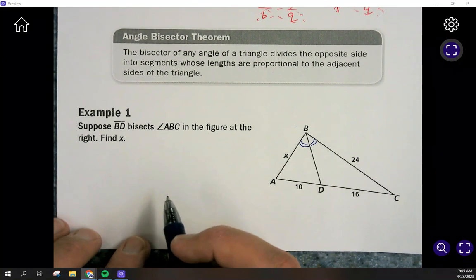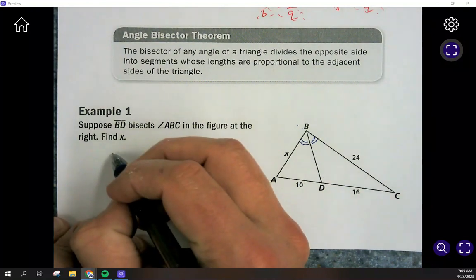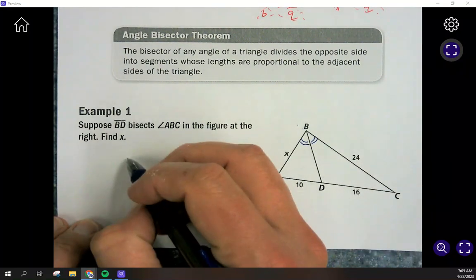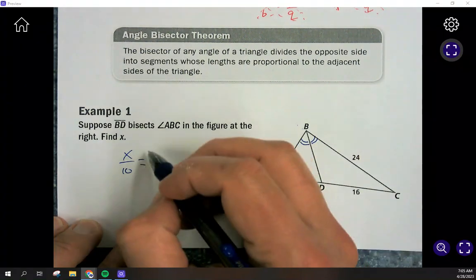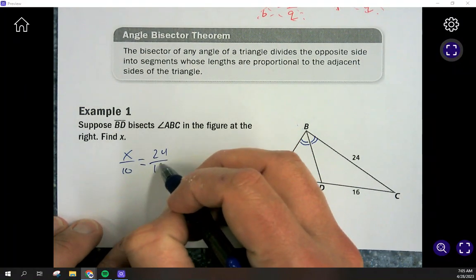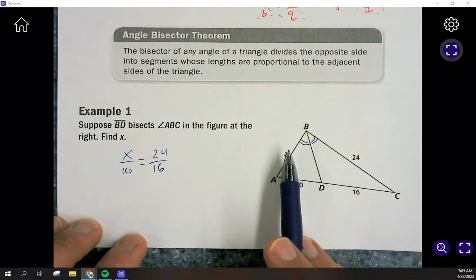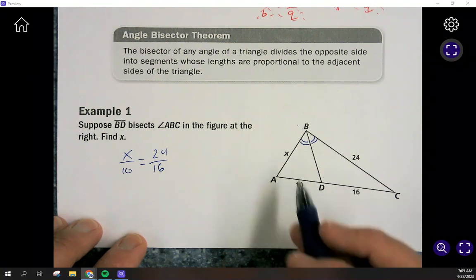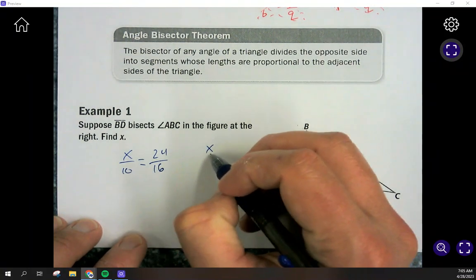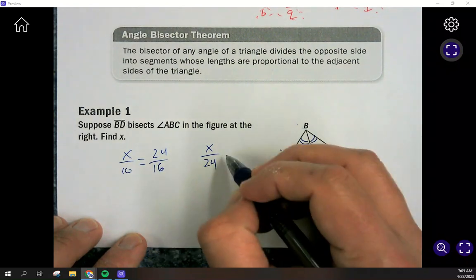So there's two different ways, actually there's more than two, but the two most obvious ways to set this up would be to just stack it the way you see it. So X over 10, that relationship is going to be the same as 24 over 16. Or just like I showed you up here, you could stack up the adjacent sides over the opposite sides. So I could do X over 24, this to this equals this to this.